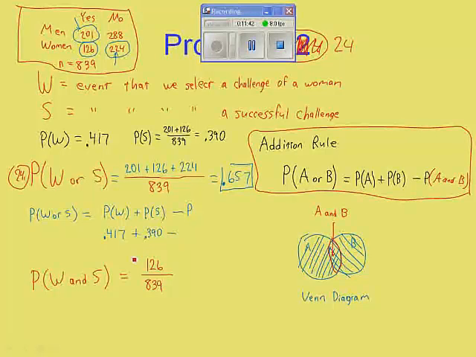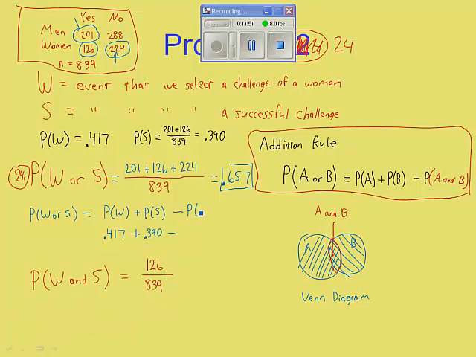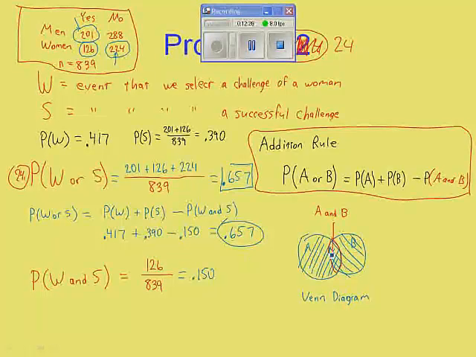So now, what do I have to subtract? In my example, I have to subtract the probability of W and S happening. Did I compute that already? I guess I didn't write down the decimal. You say it's 0.150? So if this is 0.150, then when I subtract it, let's see what that gives me. Does it give you the 0.657? It has to, right? There it is. Okay. And again, it's because there's something that got counted twice.